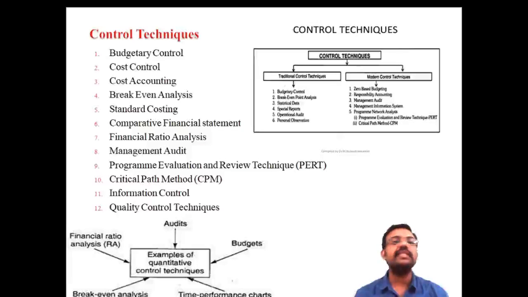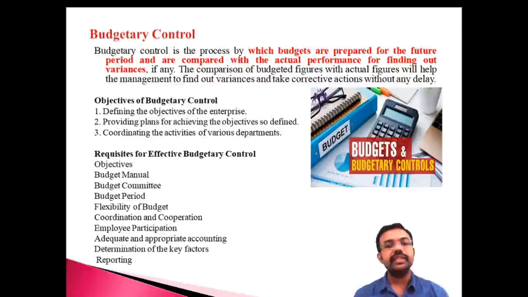The first one is budgetary control. The first important technique used in controlling is budgetary control. What is a budget? A budget means a statement regarding income and expenditure. Budgetary control is a process by which budgets are prepared for a future period and compared with the actual performance to find out the variance. From an organization's point of view, they prepare the budget every year. That means it's a statement regarding income and expenditure.